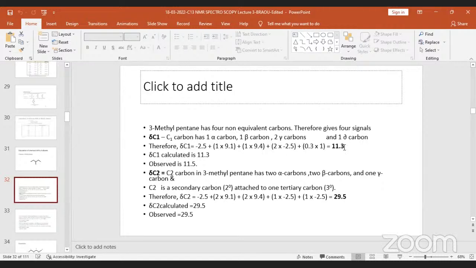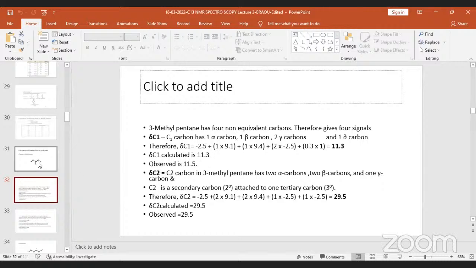If you just add it up, 11.3 will come. So this is the calculated value. See the observed value, it's so close, 11.5. 11.3 is the calculated value and the observed value is 11.5. So most of the time they are almost near to the calculated chemical shift value.